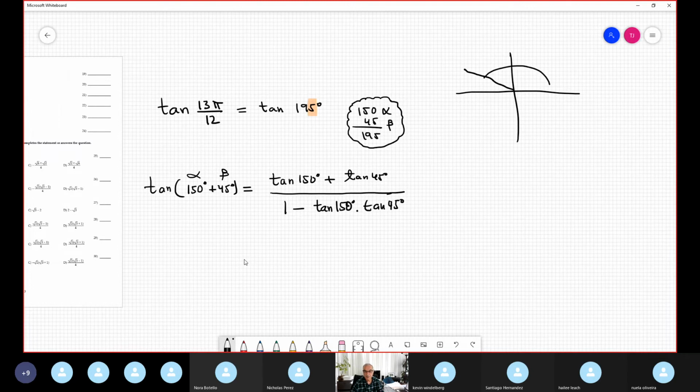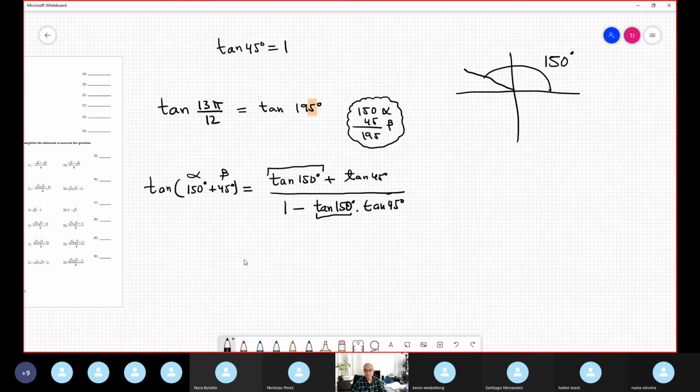Here. I know que tangent in the second quadrant is negative. So that number gives me a negative number. And this gives me also negative. 45 lies in the first quadrant, is positive. By the way, tangent 45 is 1. Because at 45 degree, sine and cosine are the same, no? Radical 2 over 2.